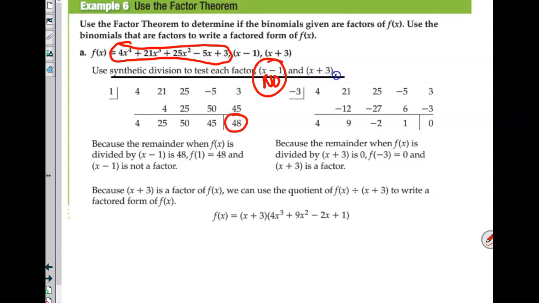Is x plus 3 a factor? Well, they went back to the original polynomial. They put in a negative 3. They did the synthetic division, and they got a 0. So, yes, x plus 3 was a factor. And so they said it could be factored x plus 3, and then they took this depressed polynomial and turned it back into a polynomial and said it could factor like that. Now, I'm not finding that particularly helpful because I still don't know how to factor 4x cubed plus 9x squared minus 2x plus 1. Okay, but at least we knew one of the factors.